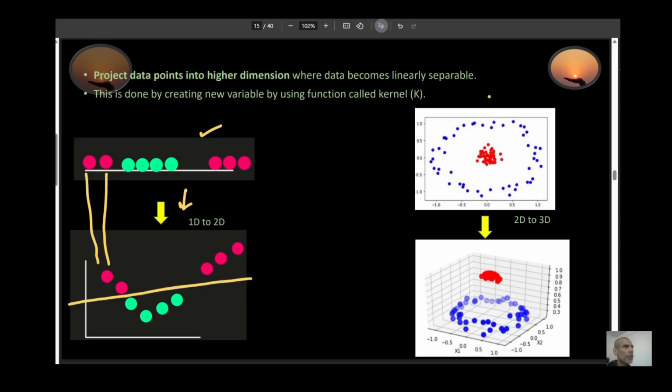Let's take a look at the example of the two-dimensional case right here. In this instance, I have this point in two dimensions.